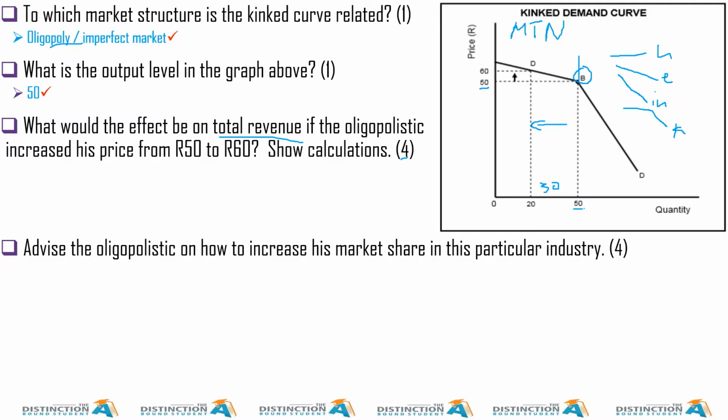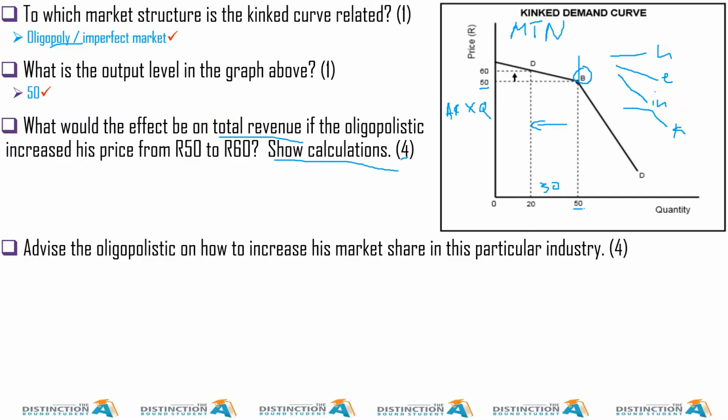They want you to show by means of calculations. Oh yes, it says here show calculations, so you have to show it by calculating. So obviously, what do you have to do? The question is asking about total revenue. To get total revenue, I said you say average revenue times quantity.